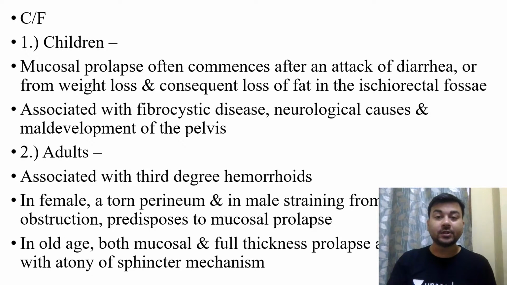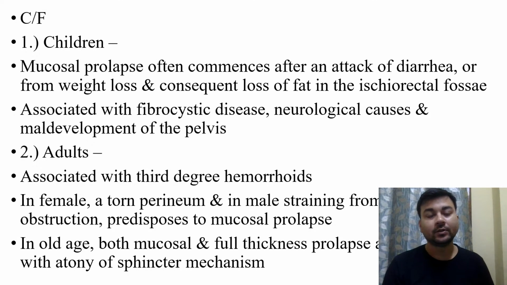Now, how does a patient with rectal prolapse present? In children, as I have told you, rectal prolapse is mostly partial, and partial rectal prolapse is mostly mucosal. Mucosal prolapse often occurs after an attack of diarrhea or weight loss with consequent loss of fat in the ischiorectal fossa. So continuous diarrhea, weight loss and loss of fat in the ischiorectal fossa can lead to mucosal prolapse in children. These are actually risk factors for partial prolapse.